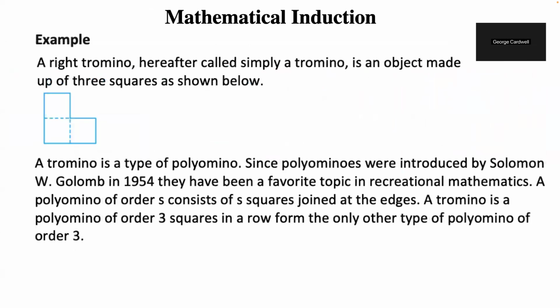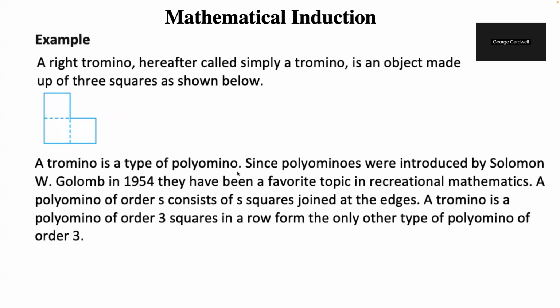The last mathematical induction problem we'll look at is the example of something called a right tromino. So it's kind of like a domino, but there's 3 squares instead of 2. Hereafter, I'll just simply call it a tromino. A right tromino is an object that's made up of 3 squares, and one of them is on top of the other, so you get this line that has a right angle. Okay. A tromino is a type of polyomino.